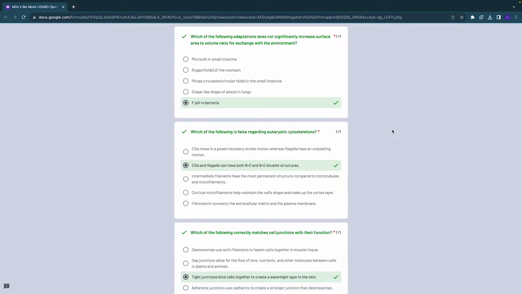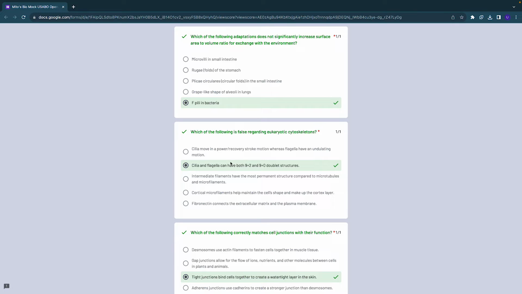And then which of the following is false regarding eukaryotic cytoskeletons? So this one is true. Cilia do this kind of rowing motion, like rowing a boat, and flagella do a fishtail motion that moves back and forth. So this one is incorrect. Cilia and flagella can have both 9 plus 2 and 9 plus 0 doublet structures. So cilia can have 9 plus 2 and 9 plus 0 doublet structures.